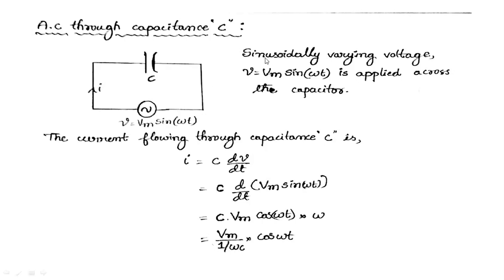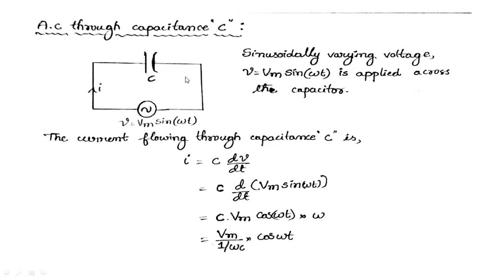Here, a sinusoidally varying voltage V equals Vm sin omega t is applied across the capacitor. I need to find out the current which is passing through the capacitor.